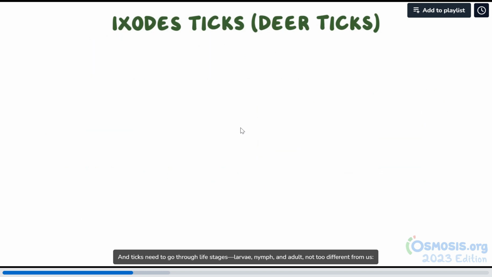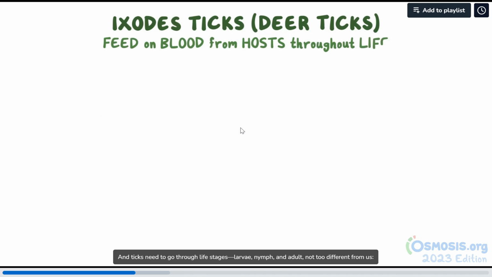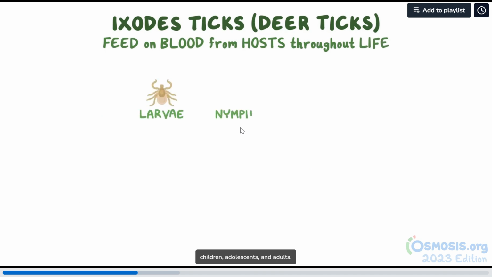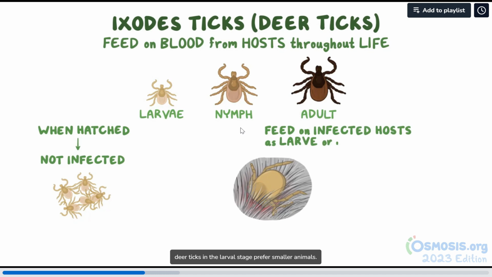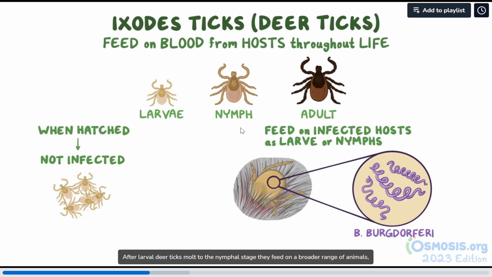Now, Ixodes ticks feed on the blood from hosts throughout their life stages of larva, nymph, and adult. When they hatch as larvae, they are uninfected. When they feed on infected hosts as larvae or nymphs, they can pick up the B. burgdorferi bacteria.